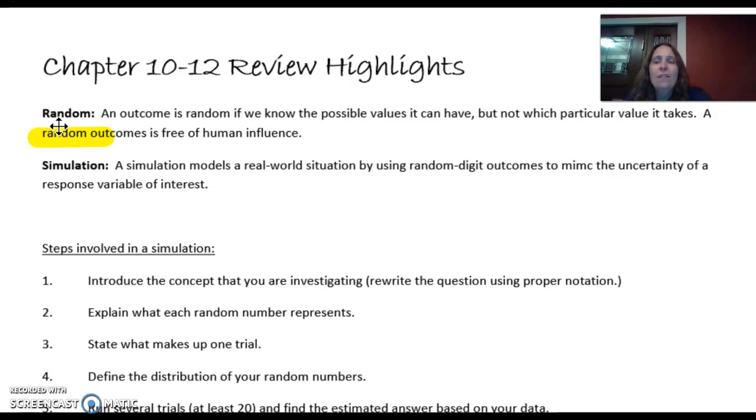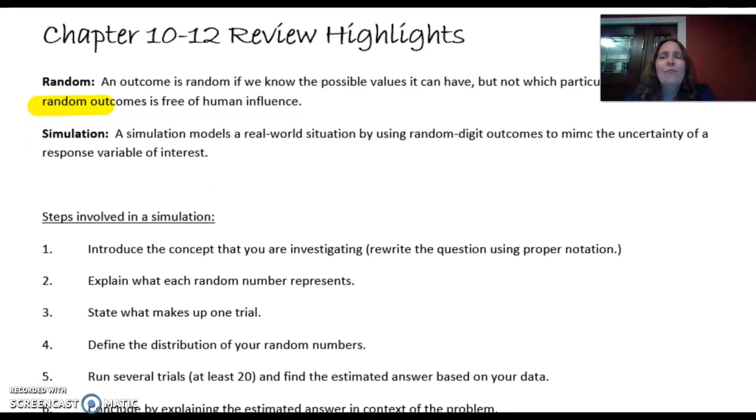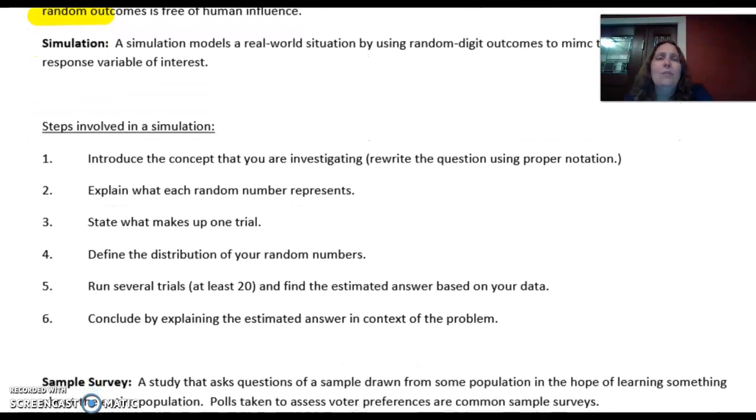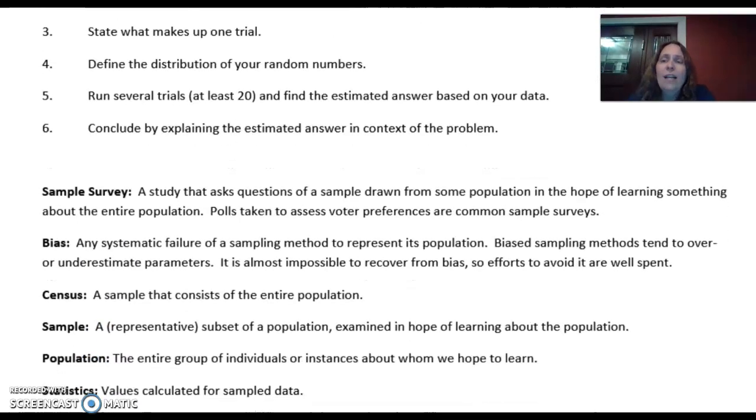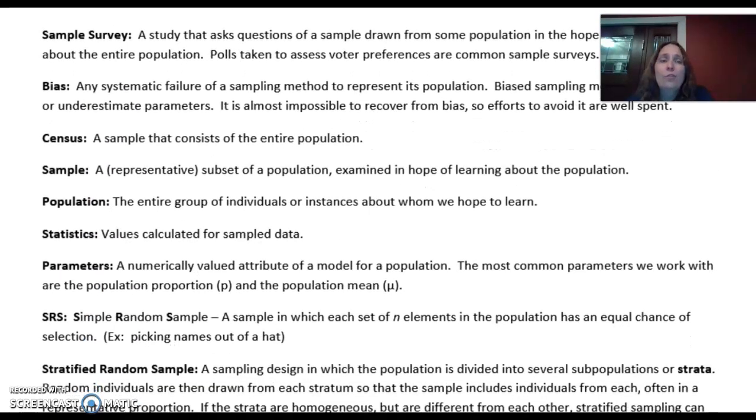After that, we have the definition of simulation and all the steps that are involved. I really don't think that you are going to be using simulation in the AP exam. If so, it would be because you have a set of random digits and you could maybe explain how to find the first few, but to have to explain every single one of these steps, I think is unlikely. After that, you have lots more vocabulary that talks about surveys, bias, census, sample, population, etc.